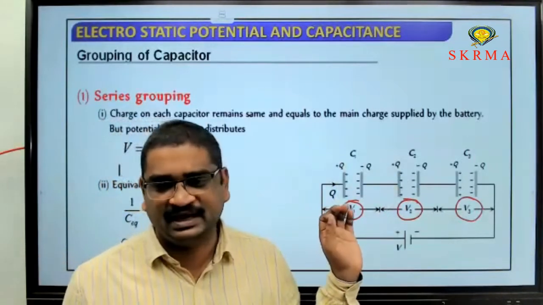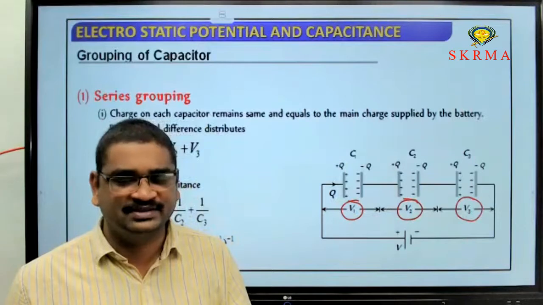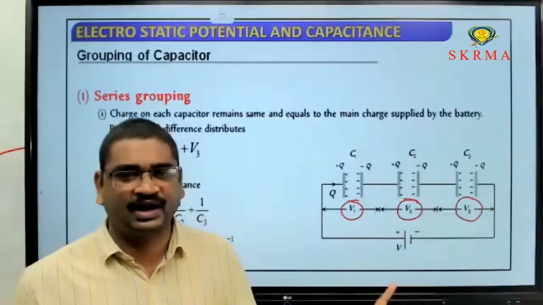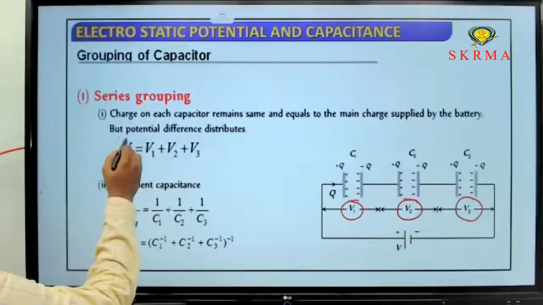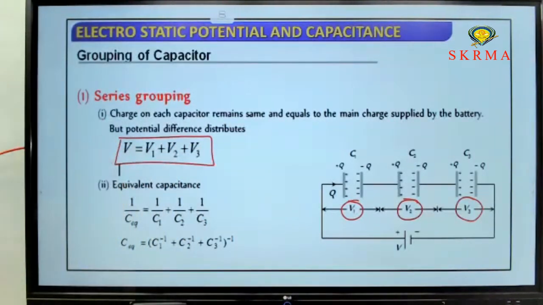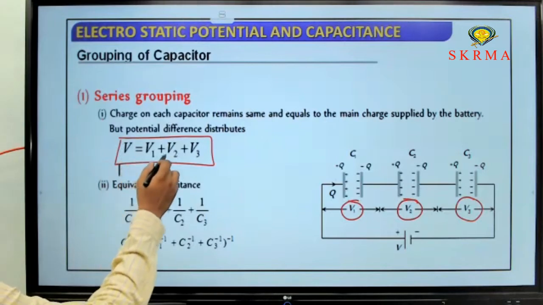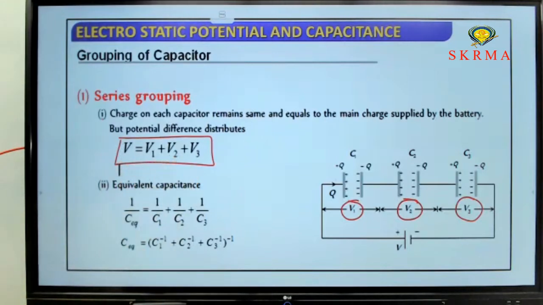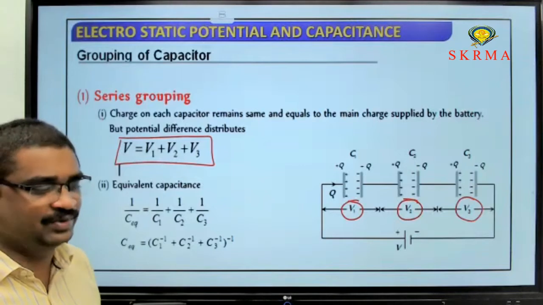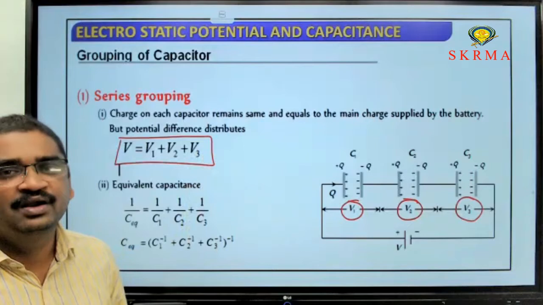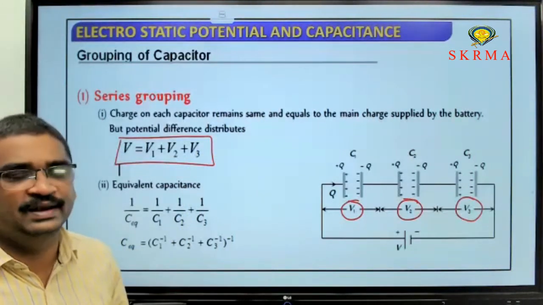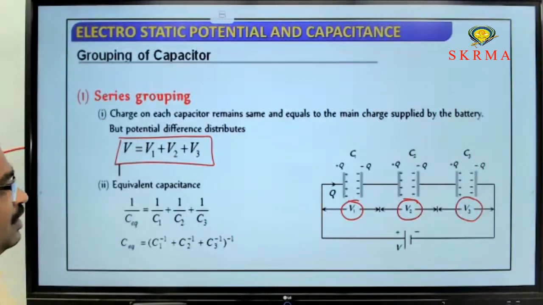If the capacitors are connected in series, which one is constant? Charge is constant and potential is going to divide. Now, what is the total potential? Total potential can be written as the sum of the individuals. That means total potential V equals V1 plus V2 plus V3. Next, what about capacitance?